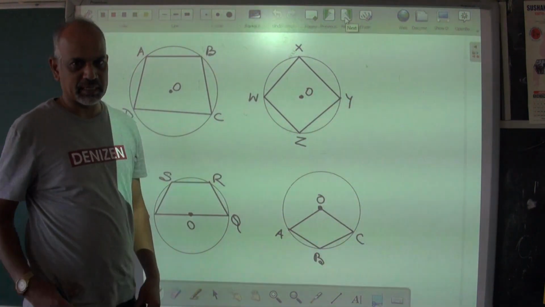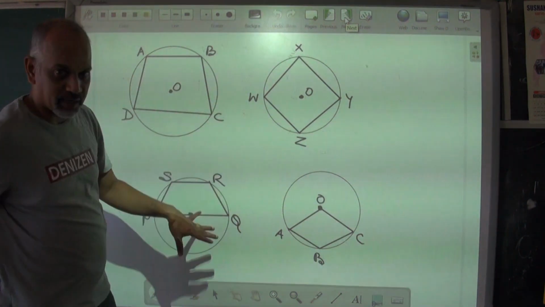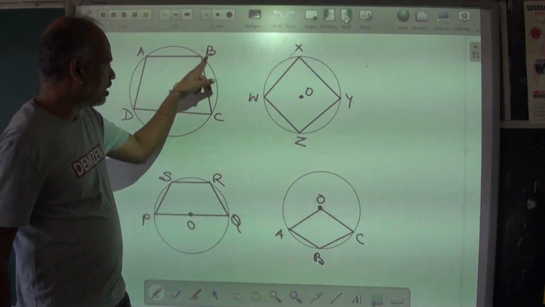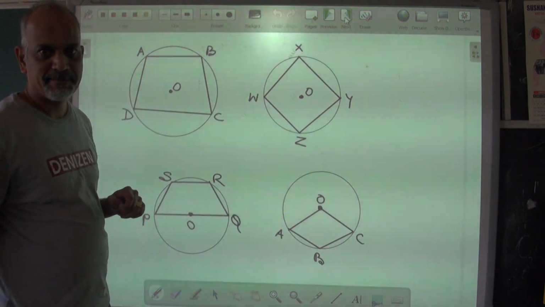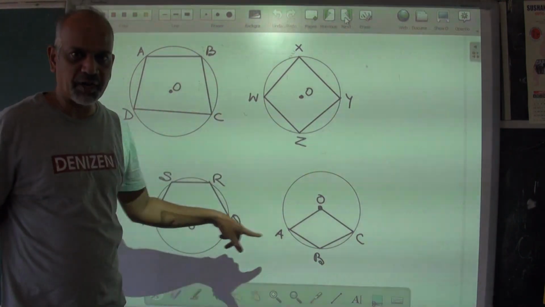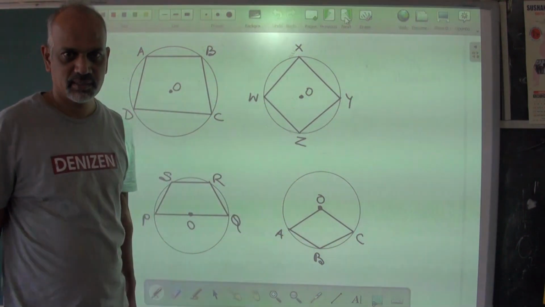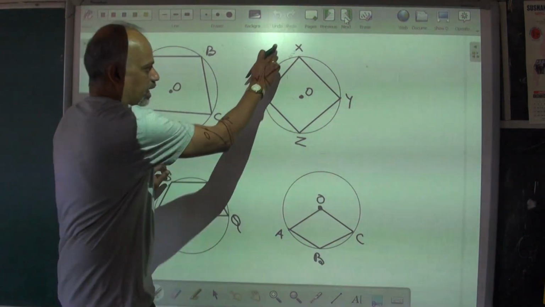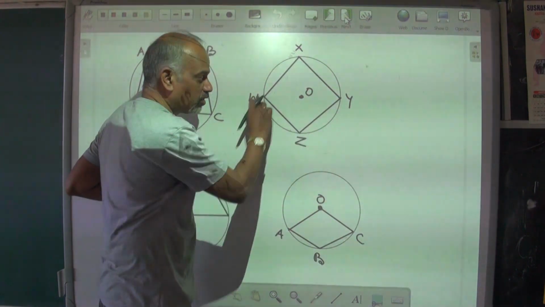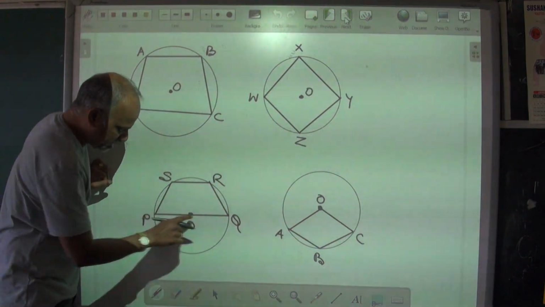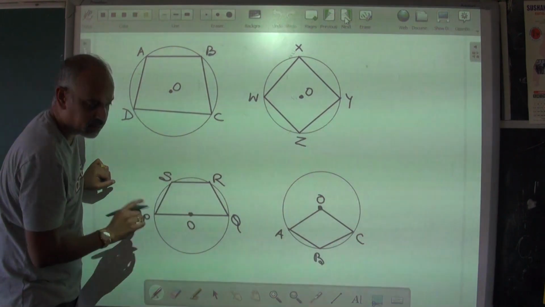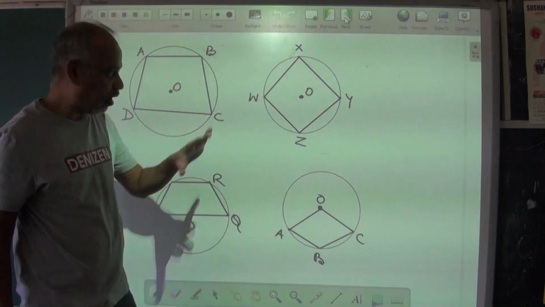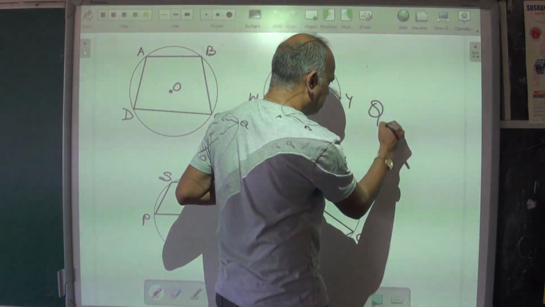Before we go to the fourth property, I've drawn four figures here. All four figures are inside a circle, and all of them are quadrilaterals, four-sided figures. A, B, C, D is a quadrilateral, four-sided figure. X, Y, Z, W, a four-sided figure. P, Q, R, S is a four-sided figure. O, A, B, C is also a four-sided figure. All of them are called quadrilaterals.